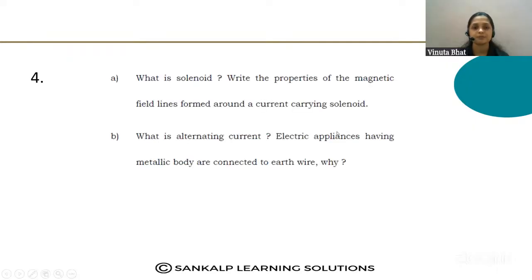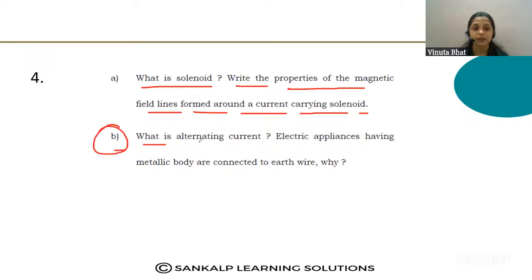Next question. What is a solenoid? Write the properties of the magnetic field lines formed around the current carrying solenoid. Option B, question B: what is alternating current? Electric appliances having a metallic body are connected to the earth wire. Why?